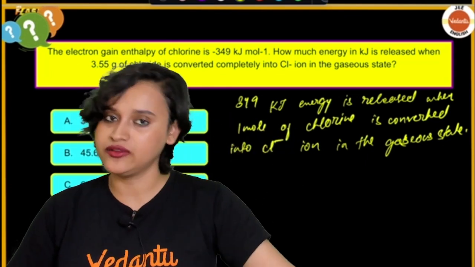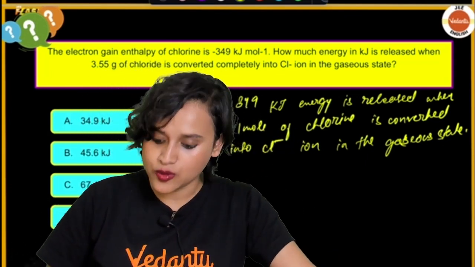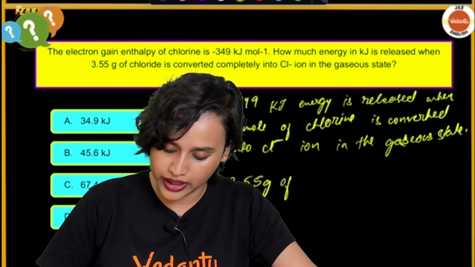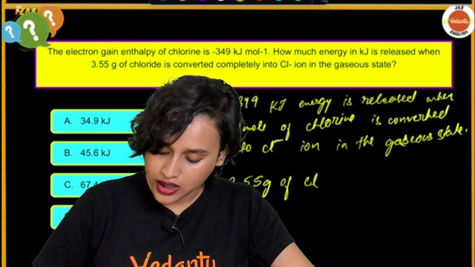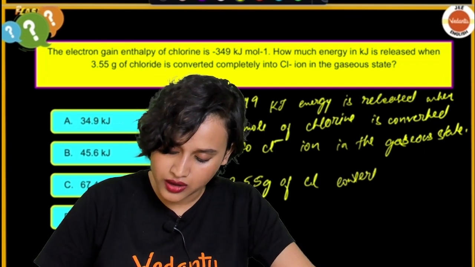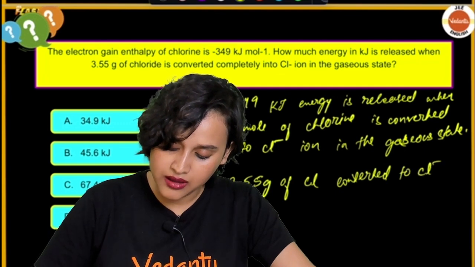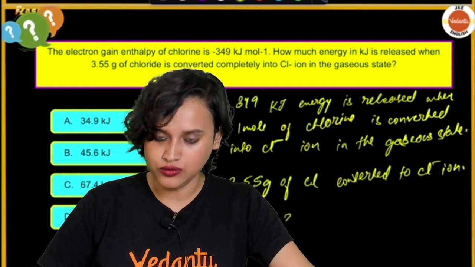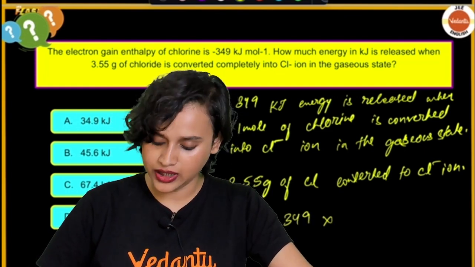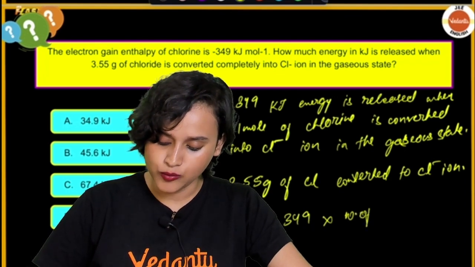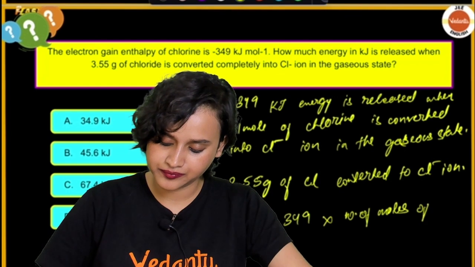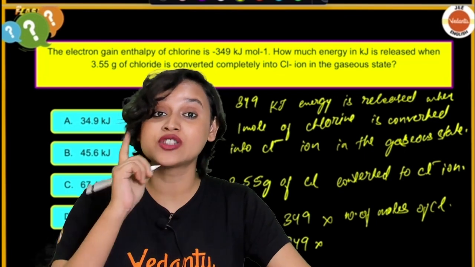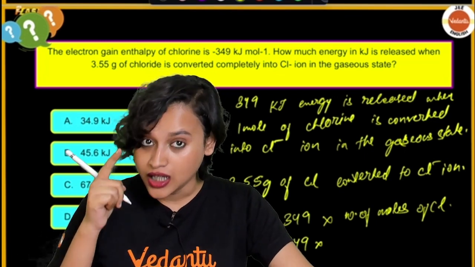So then the energy released when we are converting 3.55 gram of chlorine to Cl minus ion, how do we find that? We will find it as E is equal to 349 multiplied with the number of moles of Cl. How do we calculate the number of moles? Given mass by molar mass.